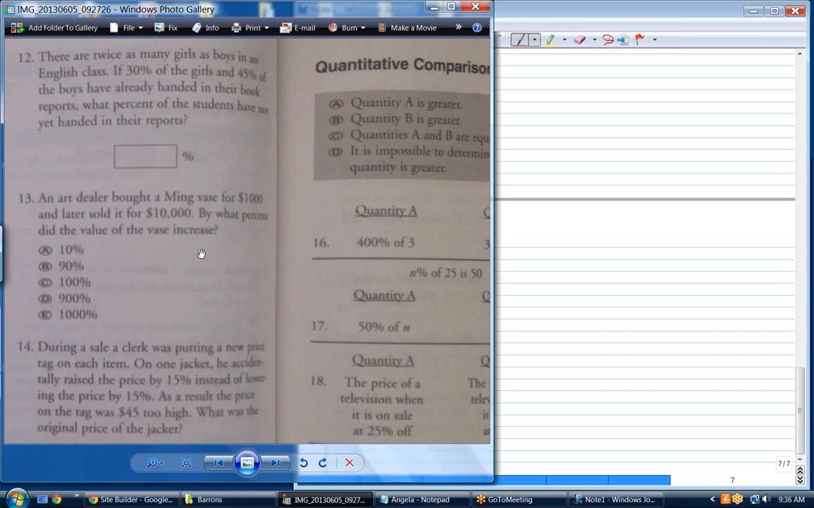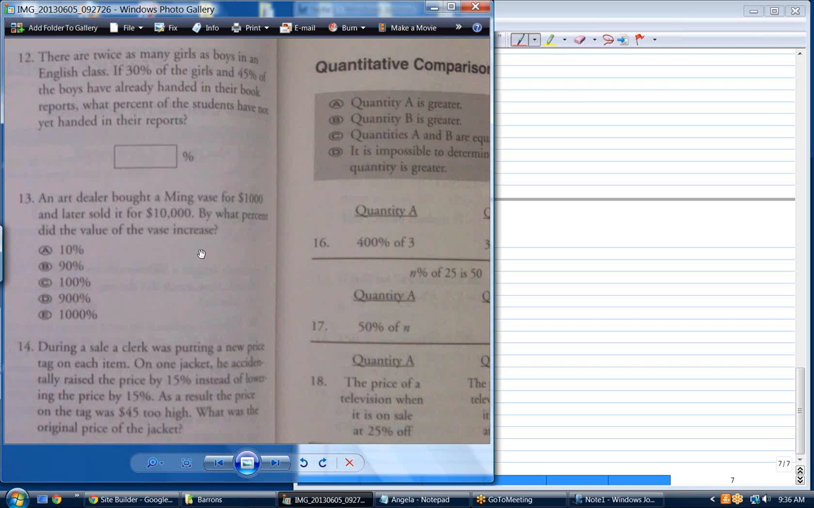Number 12. How are you going to solve number 12? It would be algebraic. I would pick numbers.